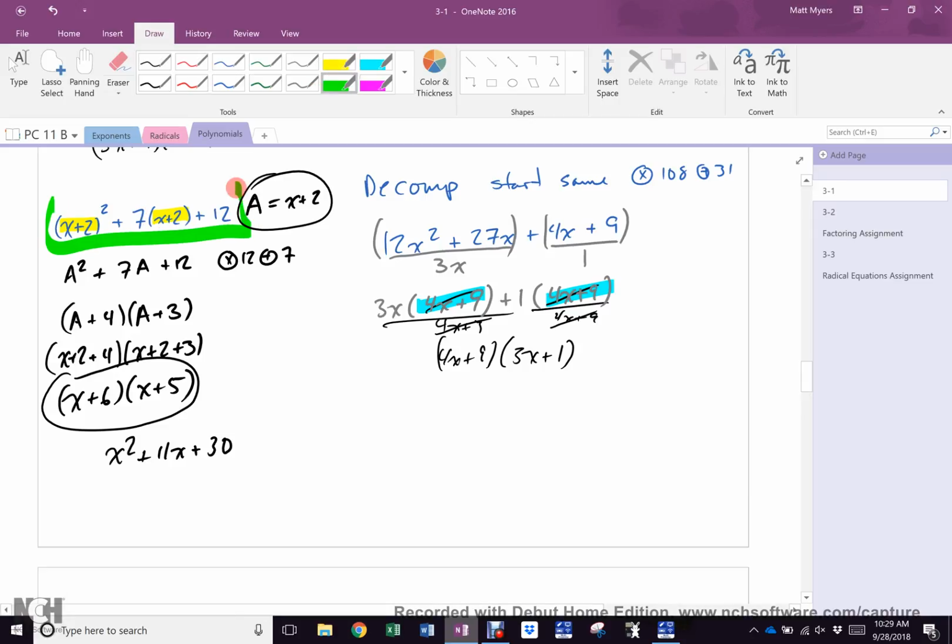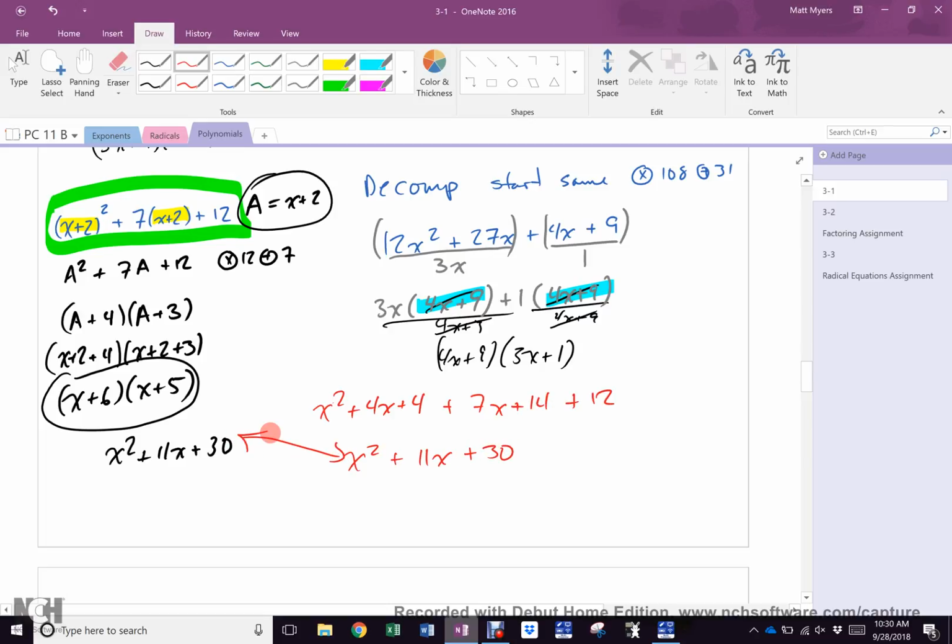I'm going to take all of this and I'm going to expand it. So that's going to be x squared plus 4x plus 4, yes? Plus 7x plus 14, yes? Plus 12, yes? x squared, 4 plus 7, 11x, yes? 4 plus 14 is 18. 18 plus 12, 30. See?